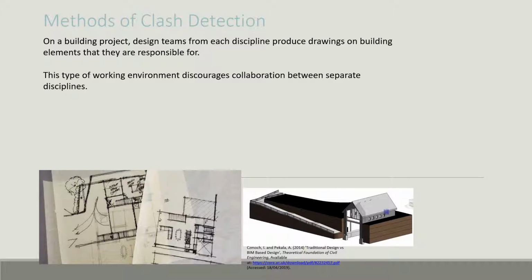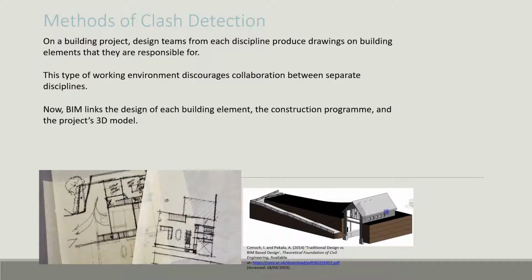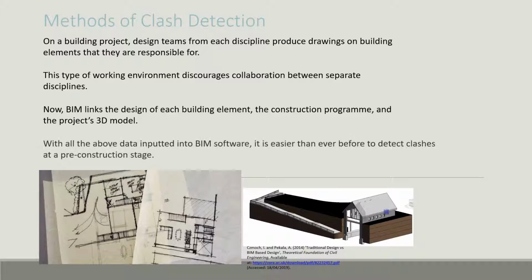During meetings, the 2D drawings are checked for compatibility by overlaying them on a light box. Obviously, this makes clashes difficult to detect. Scheduled clashes could only be detected by another planner looking at the planned program. Now, BIM links the design of each building element, the construction program, and the project's 3D model. This ensures compatibility between designs created by all construction disciplines involved in the project.